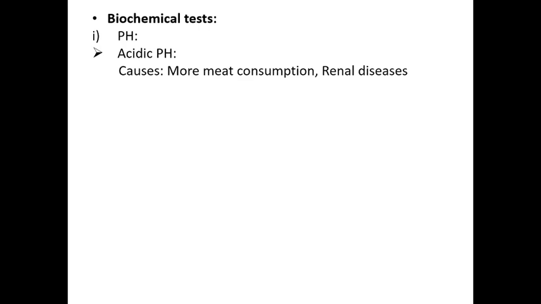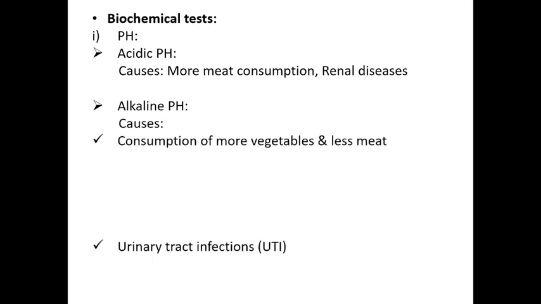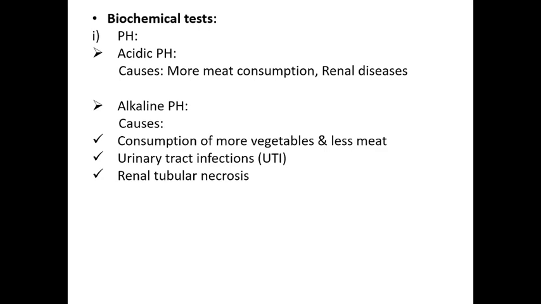So now we'll see the biochemical tests we do in a urine analysis. So first thing is pH. Acidic pH could be due to certain renal diseases, or sometimes it could result from consumption of too much meat. Alkaline pH could be due to conditions like urinary tract infections, renal tubular necrosis, chronic renal failure, or it could be due to consumption of more vegetables and less meat products.